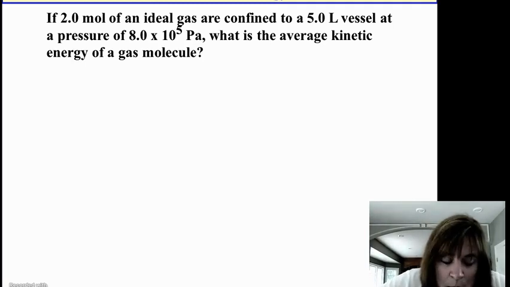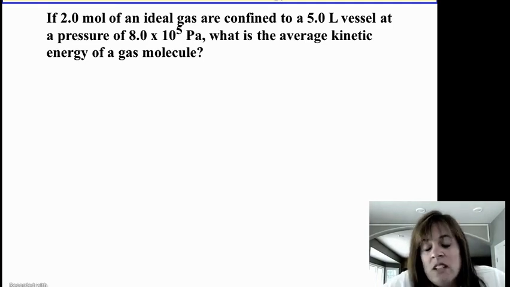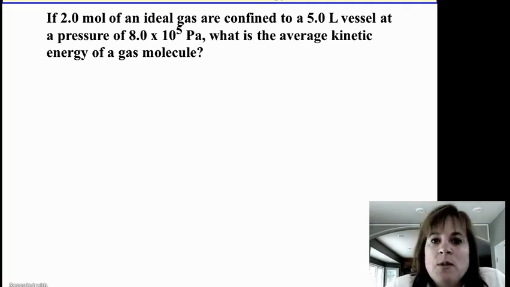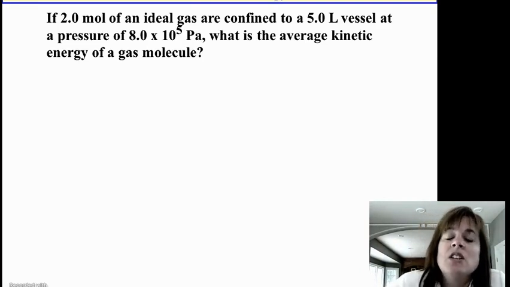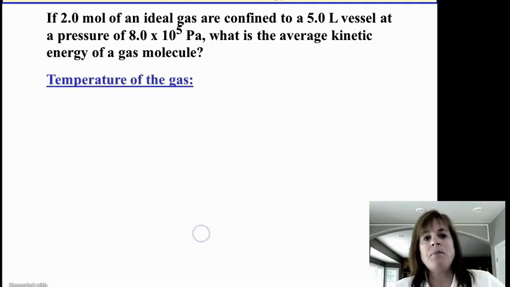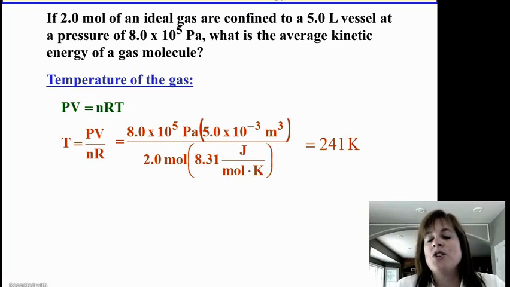Well, hopefully you remembered that the average kinetic energy of a single gas molecule is related to the temperature of the gas. So we need to use the ideal gas law to find out what the temperature is, and then we can use our kinetic energy equation. So we have to do a little PV equals nRT here. We have moles, we have a pressure in pascals, but notice that the volume unit is liters, and we need meters cubed. So make sure that you remember there are 1,000 liters per meter cubed. So to calculate the temperature of the gas, just plug in your variables, make sure they're in the right units. You should get 241 Kelvin.